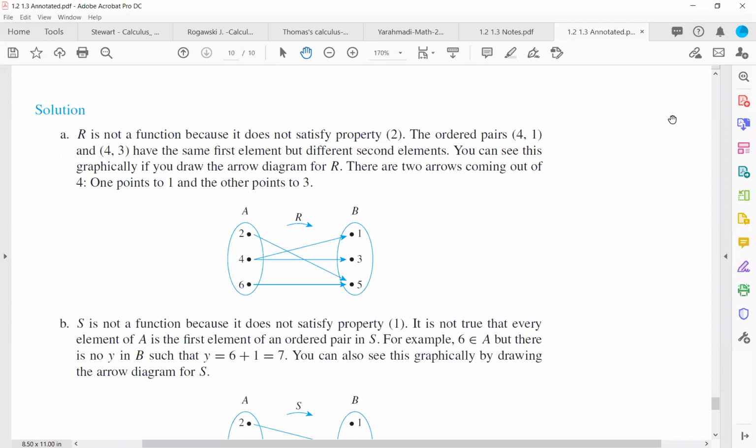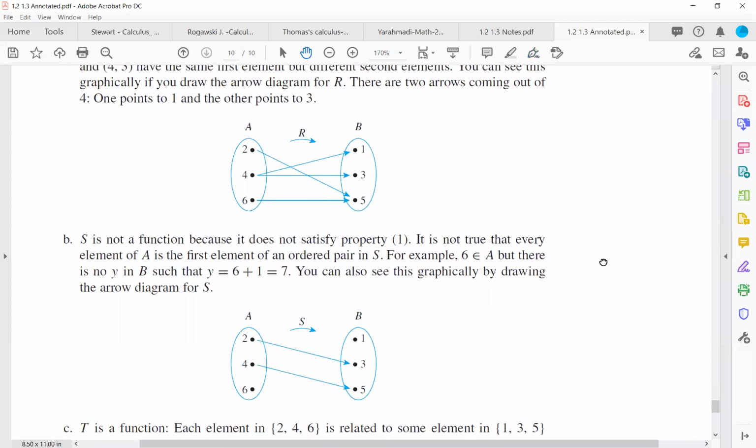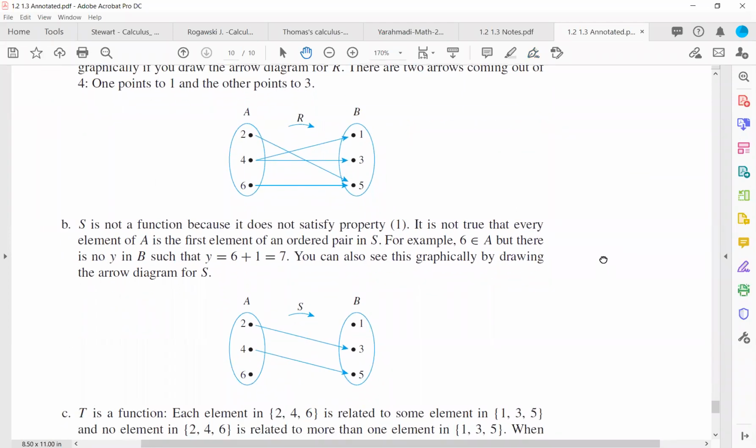The first relation is not a function. It doesn't pass the vertical line test. So 4 and 1, 4 and 3, of course it doesn't pass the vertical line test. 1 and 3 are not the same elements. C, of course, it's not a function.